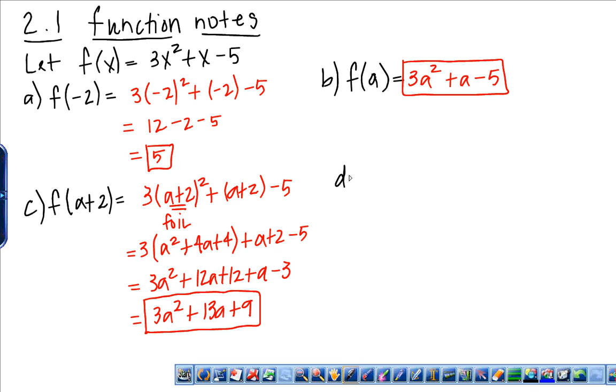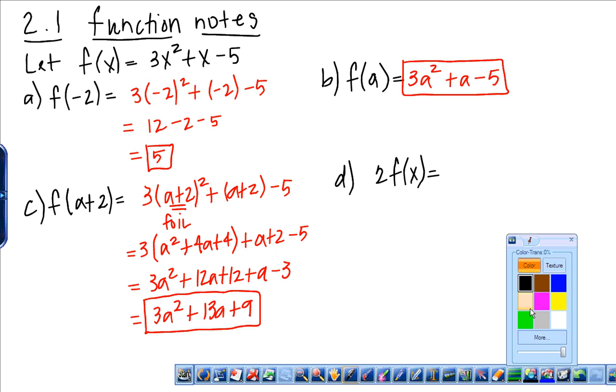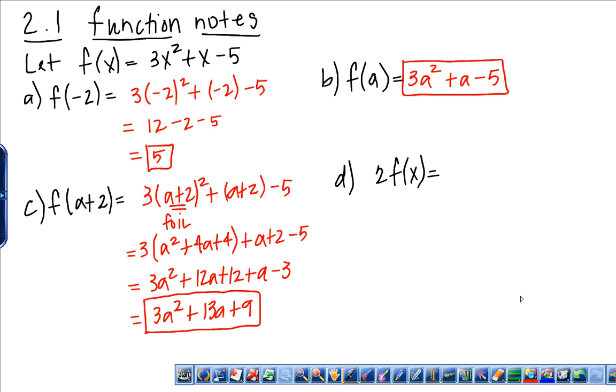How about on D, I move my number on the outside and say 2 times my function f of x. Just like I said, I want to double my function, so I'm going to bring down my function and double it. So I'd write 2 times my function, which is 3x squared plus x and minus 5. If you distribute that, that's giving me 6x squared plus 2x and minus 10.